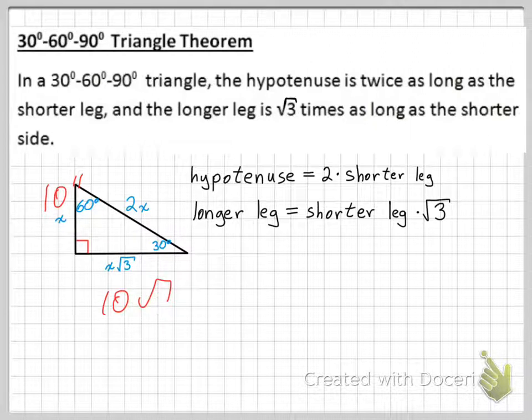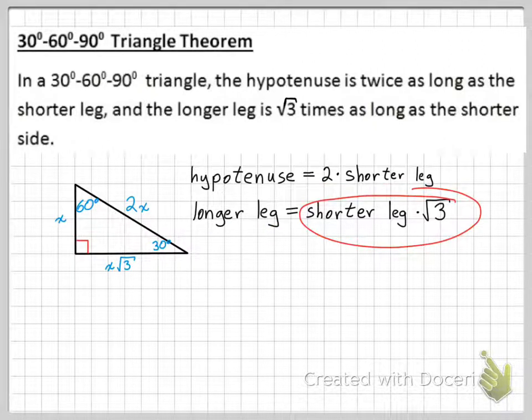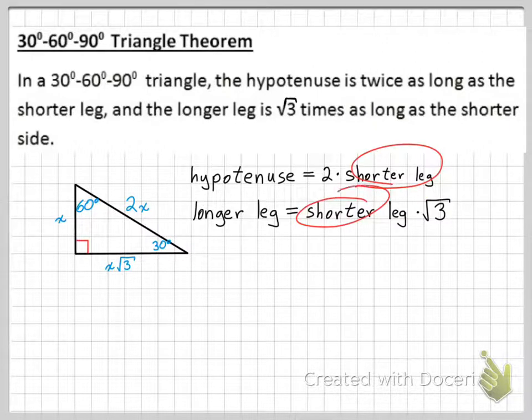One thing I want to point out that is important to notice is that if you need to find the length of the hypotenuse or the length of the longer side, you always have to do it in relation to the shorter side. The length of the hypotenuse is 2 times the shorter leg, and the length of the longer leg is root 3 times the shorter leg. It's always in relation to the shorter leg.